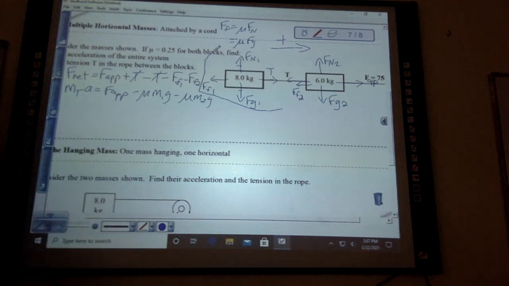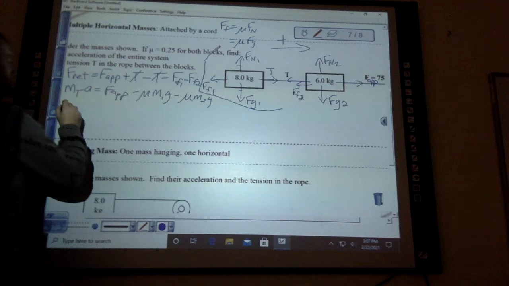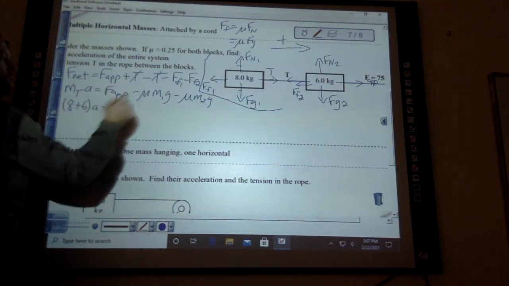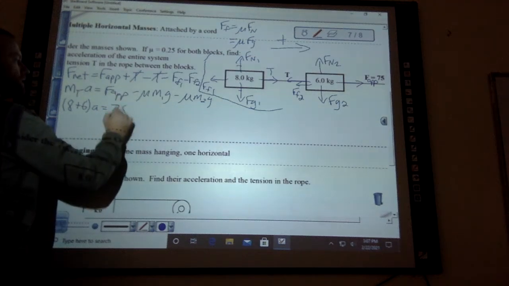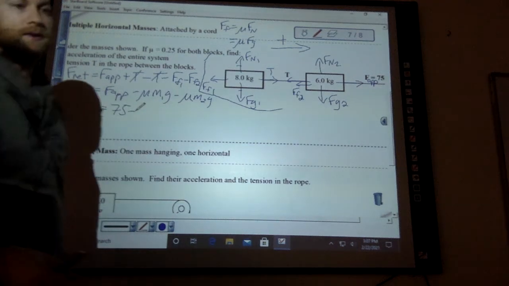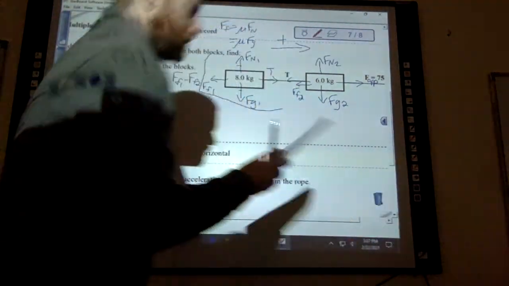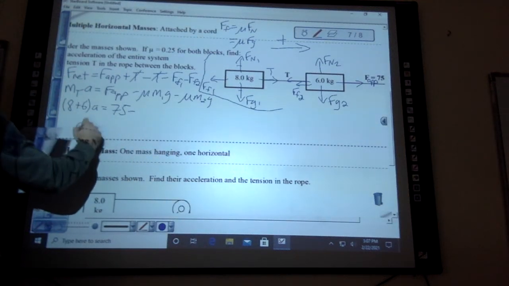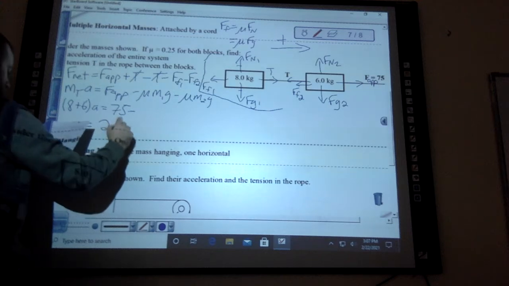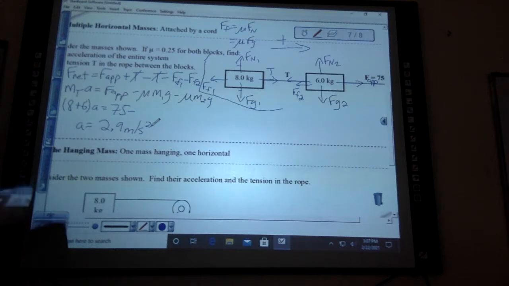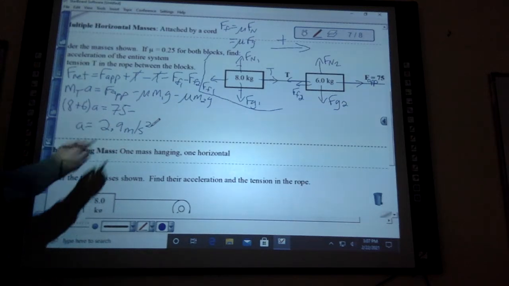So mu m2g. And then from here, you just plug in numbers. So total mass, we've got 8 plus 6 times the acceleration. Force applied is given as 75 minus, you've got mu, you've got m1. I'm not going to plug in all the numbers into this. For those of you who want to write it all out, you can. I'm just going to save space and get A equals 2.9 meters per second squared. Again, just for the sake of time. So this is our acceleration.